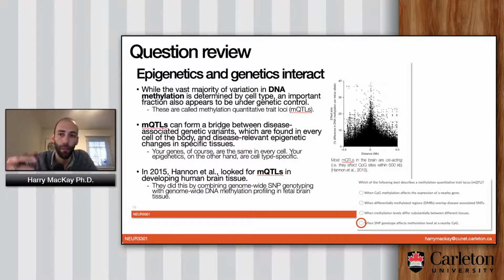These are ones where the performance was rather more variable and people didn't tend to always do quite as well. So this is question 10, that one that I thought had a very strange kind of dichotomous pattern. And the question goes as follows: which of the following best describes a methylation quantitative trait locus, an MQTL? And the correct answer is when SNP genotype affects methylation level at a nearby CpG.